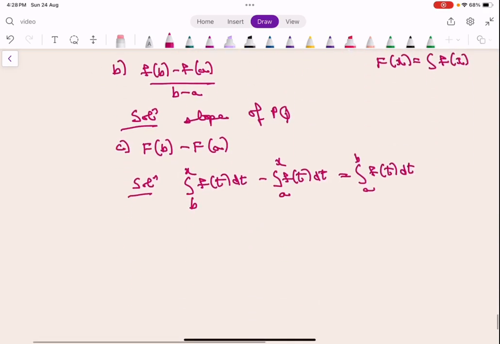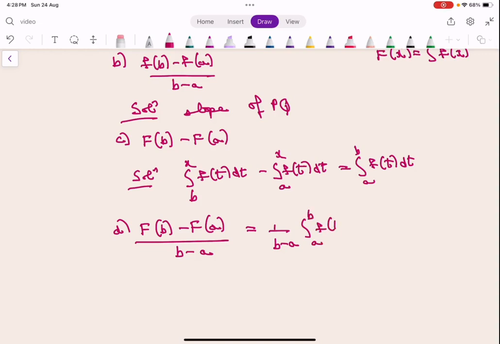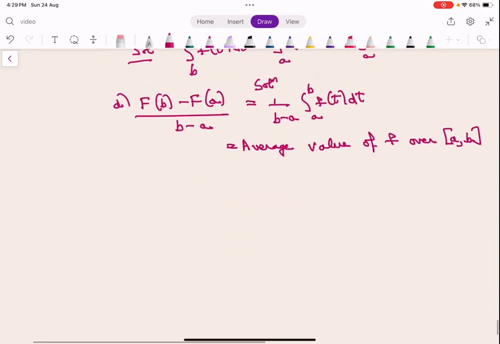Okay, next question is evaluate F(b) minus F(a) by b minus a. So this will be by a formula, the average value, that is 1 by b minus a. What is F(b) minus F(a)? We just saw it is integral a to b f(t) dt. This is a solution that I am doing here of the d part. And this is nothing but the average value of f over the closed interval [a, b]. So that brings us to an end of this question. Let's start with the next question.